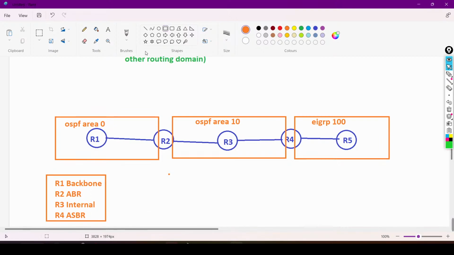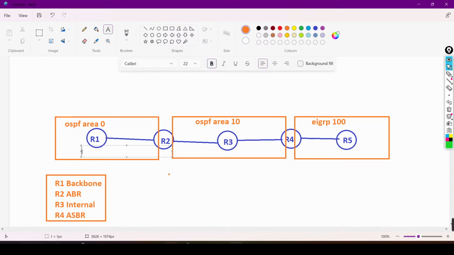Sir, Vicky was asking that wherever we are doing redistribution, is that supposed to be ASBR? Yes, definitely. Yes or no? Once you perform redistribution of any other routing domain into OSPF, that router will become what? ASBR.